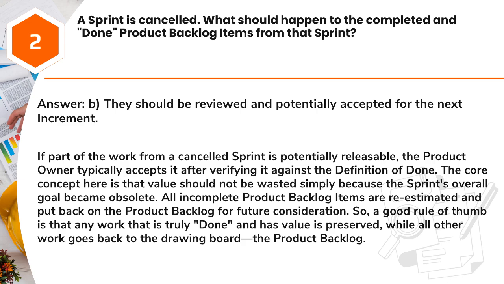If part of the work from a cancelled sprint is potentially releasable, the product owner typically accepts it after verifying it against the definition of done. The core concept here is that value should not be wasted simply because the sprint's overall goal became obsolete. All incomplete product backlog items are re-estimated and put back on the product backlog for future consideration. So, a good rule of thumb is that any work that is truly done and has value is preserved, while all other work goes back to the drawing board, the product backlog.